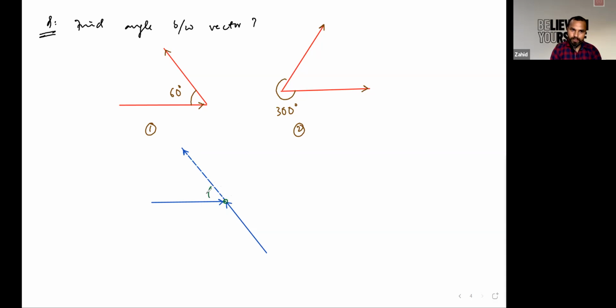Since this angle was 60 degree, so this will be 120 degree. So the angle between these two vectors will be 120 degree. In second example, these two vectors are co-initial. So the angle smaller in between them will be this part. So total complete angle for this will be 360 degree, in which this is 300. So it will be 60 degree. So theta will be 120 for this part and theta will be 60 for this part.